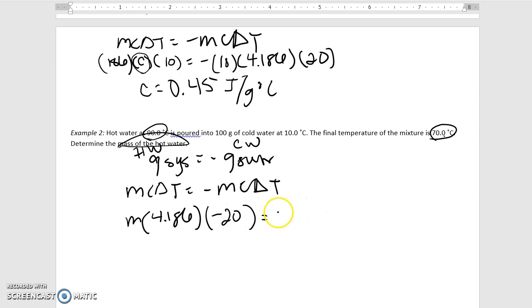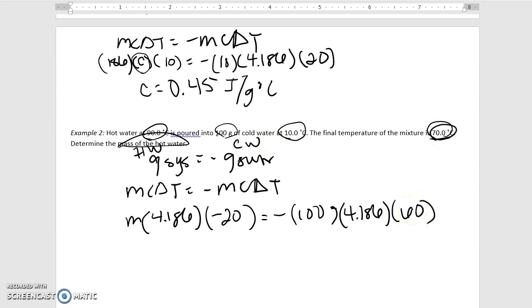On the other side, I've got negative, and this is all cold water. So for cold water, I have 100 grams. It's still water, so C is 4.186. And then I know that it was initially 10 and finally 70. So final minus initial is 70 minus 10, which is 60. So I'm solving for my M value here.